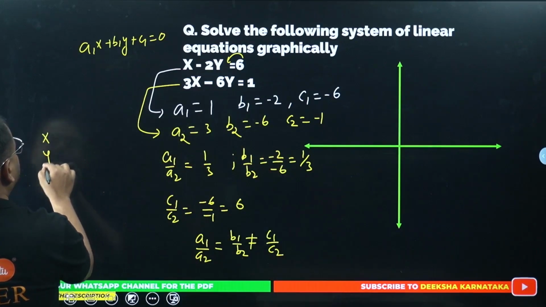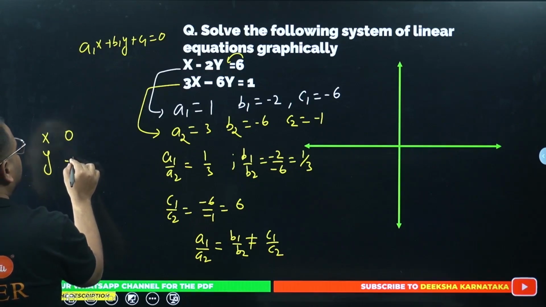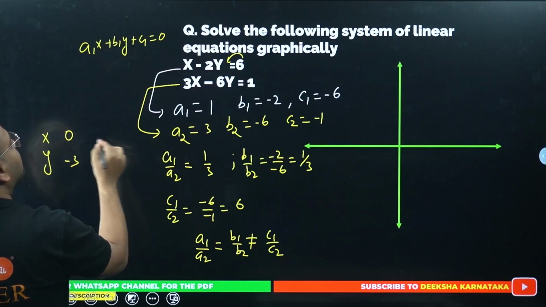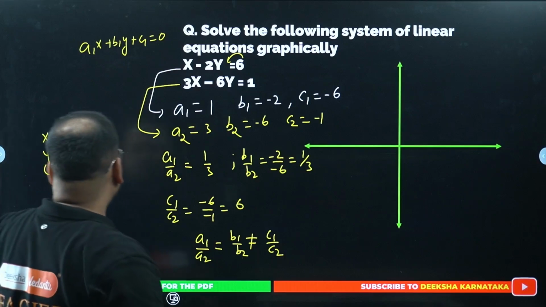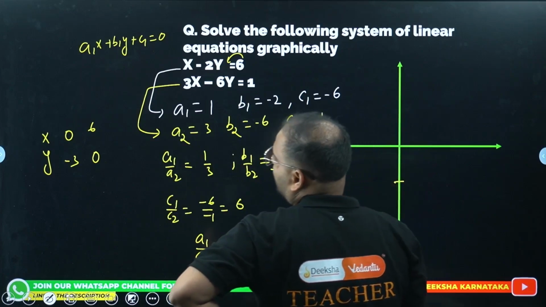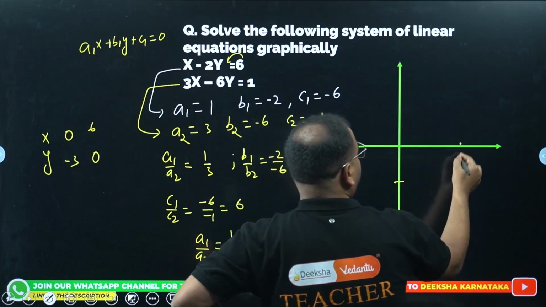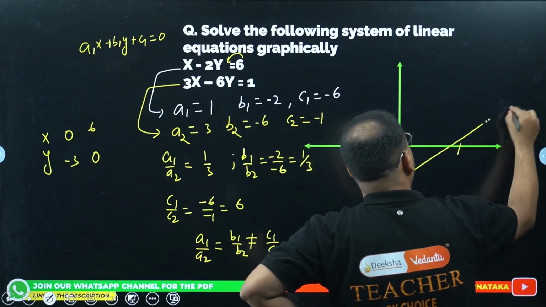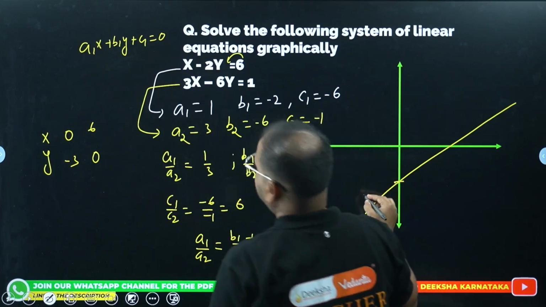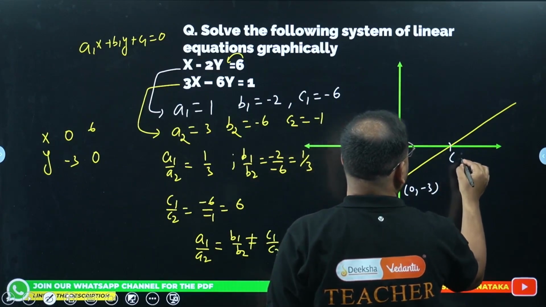Take x and y for the first equation. X take 0, y will be minus 3, y take 0, x will be just 6. So we have 0 comma minus 3 here, and 6 comma 0 somewhere here. So this is my first line, 0 comma minus 3, and this is 6 comma 0.